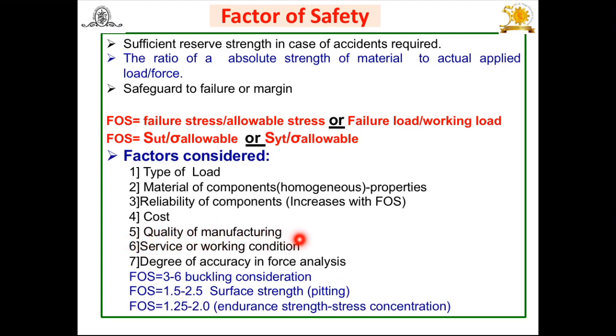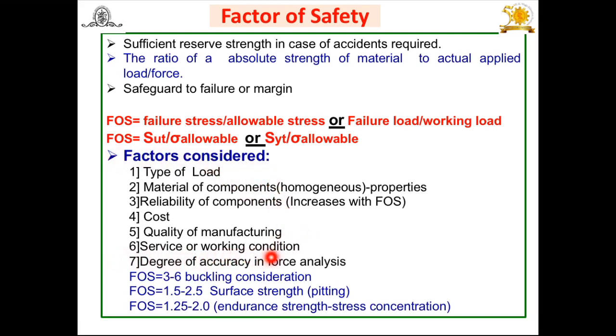Then quality of manufacturing. Sometimes to reduce the cost we select some material, but the material may be cheap, while to perform some operation to achieve the required dimension and shape, the machining cost may be more. Sometimes material cost is more, but manufacturing cost may be less. That is important. That's why quality of manufacturing is also an important factor while selecting it.